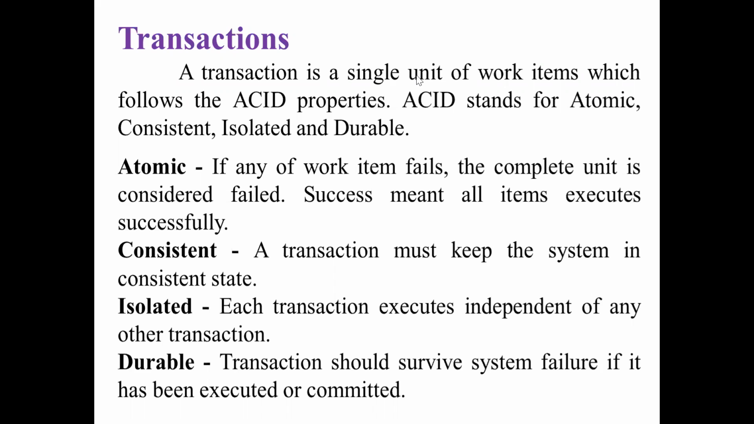The third one is isolated. Isolated concerns dependence on any other object or any other transaction. In the database, when you go for EJB, each transaction executes independently, whether or not it depends on any other transaction. That is what we call isolated. It may be a dependent or an independent execution of the transaction.